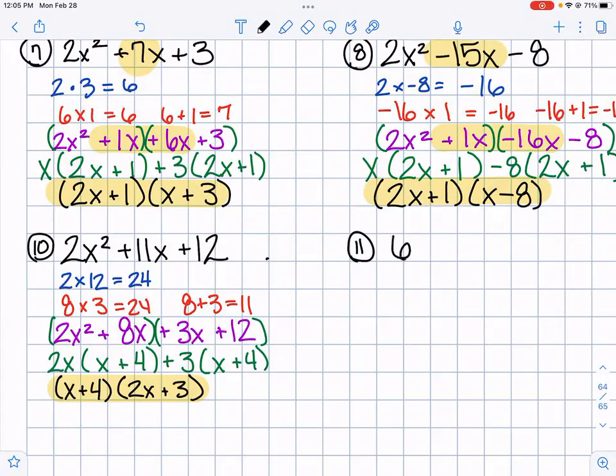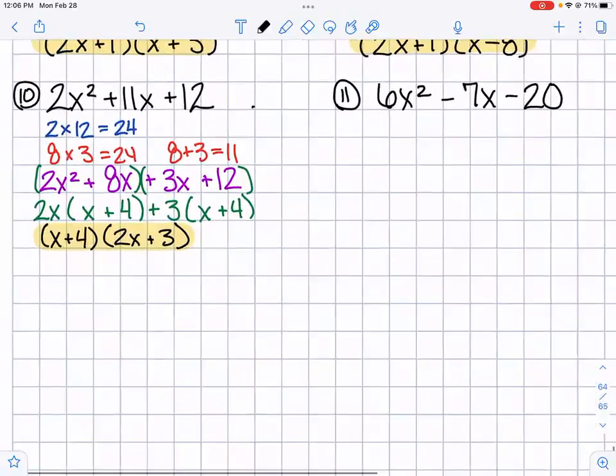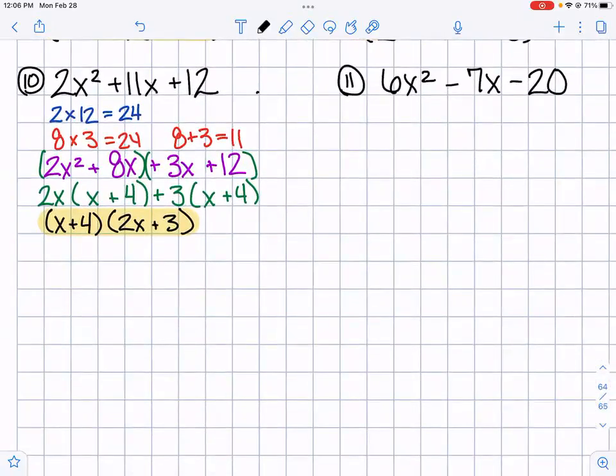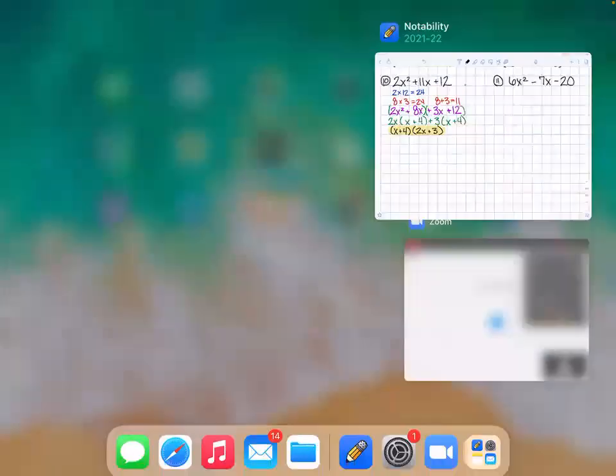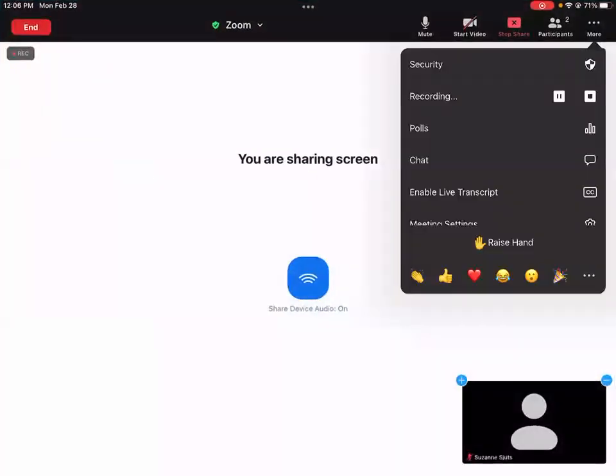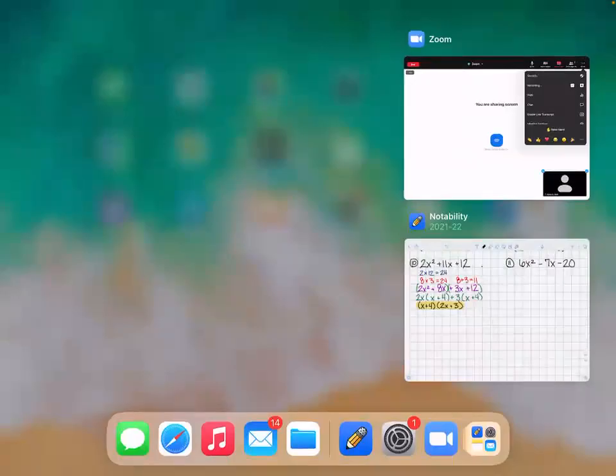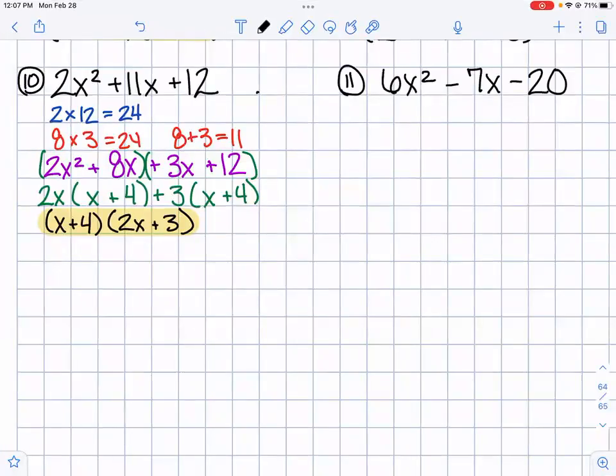6x squared. We'll try something more complicated. Minus 7x minus 20. Try that one out. Give you some time. Okay, let's talk about this one. It was harder. If you didn't get it, that's okay.